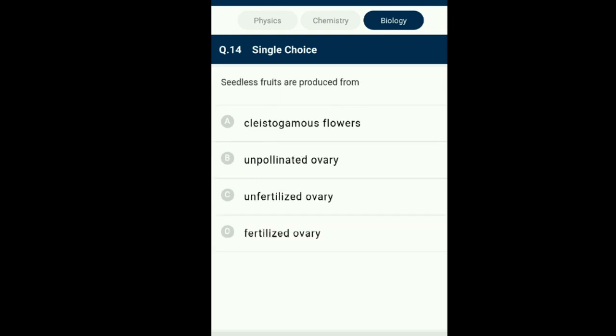Question number 14. Seedless fruits are produced from. The fertilized mature ovule containing the embryo surrounded by the layers of hard coat is generally called a seed. The fruit is a characteristic feature found in the flowering plants that develops from the ovary after fertilization. If fruit develops without fertilization, then it is called a parthenocarpic fruit. Such fruits are called seedless fruits. So the answer is option C, unfertilized ovary.